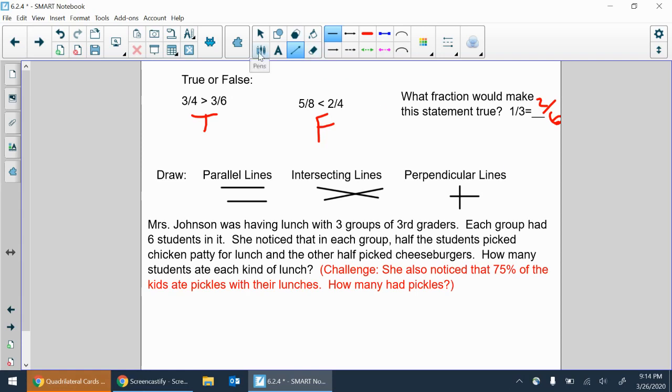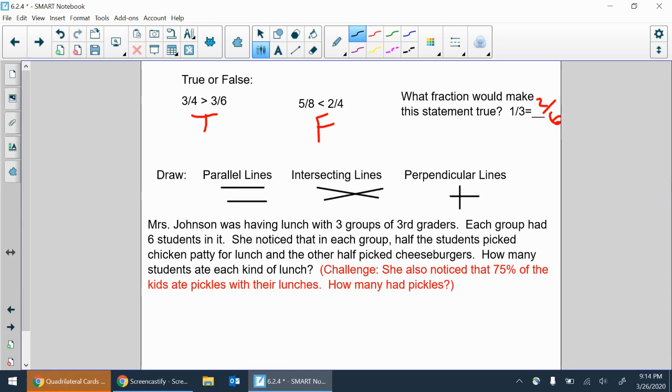Okay, and on to our story problem. Mrs. Johnson was having lunch with 3 groups of 3rd graders. Each group had 6 students in it. She noticed that in each group, half the students picked chicken patty for lunch and the other half picked cheeseburgers. How many students ate each kind of lunch?